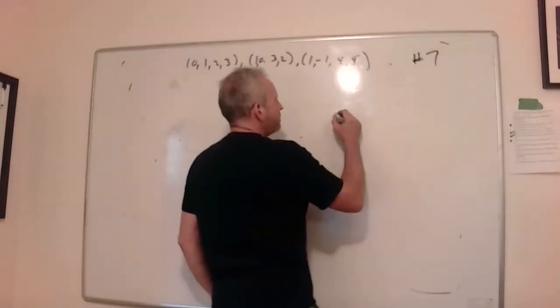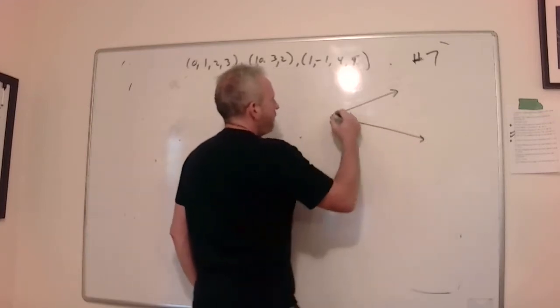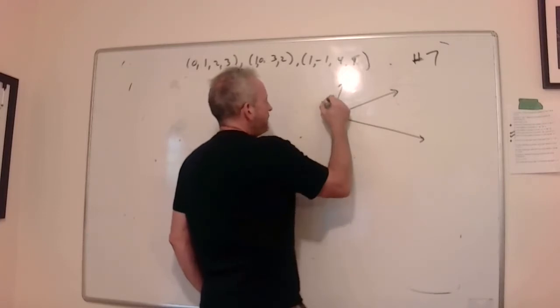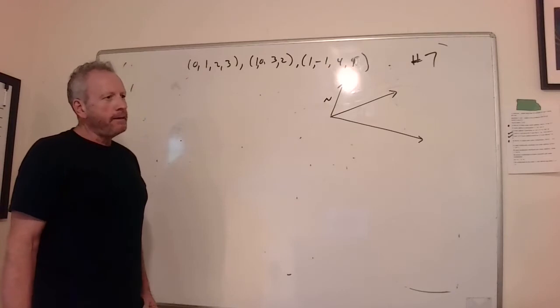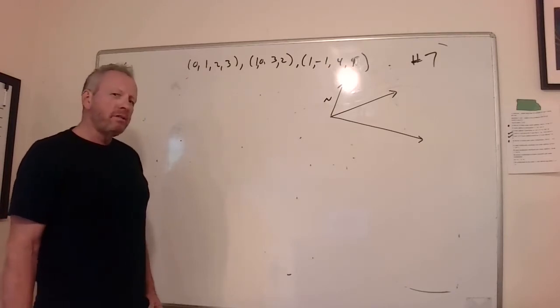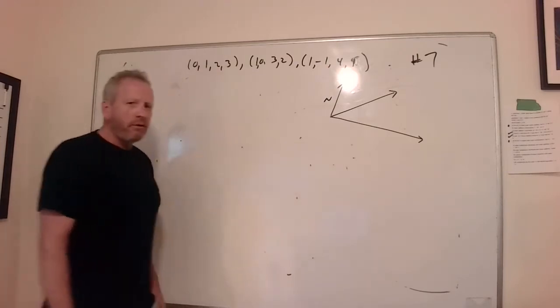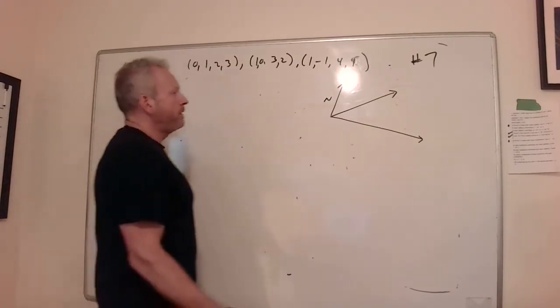Another way is to get 2 vectors like this, find the cross product. The cross product will be normal to the plane. And then maybe we should do it that way. I was thinking of doing it a different way, but let's go ahead and do it that way. It still involves some messy stuff. We have to find a cross product, and we have to find 2 vectors.